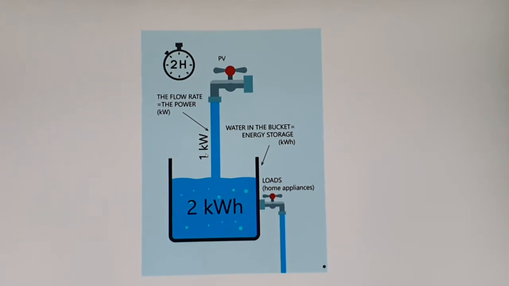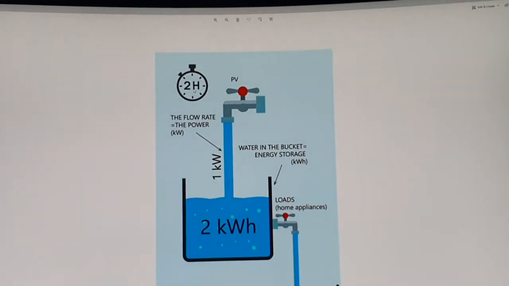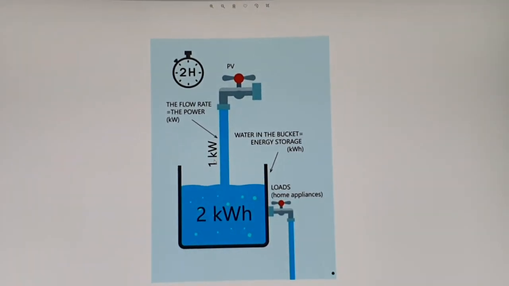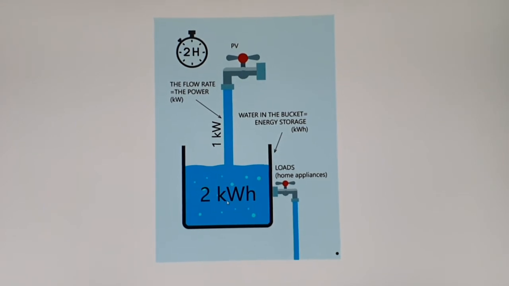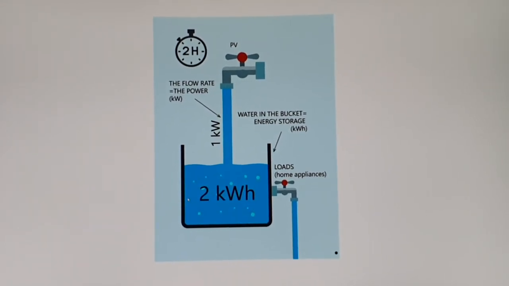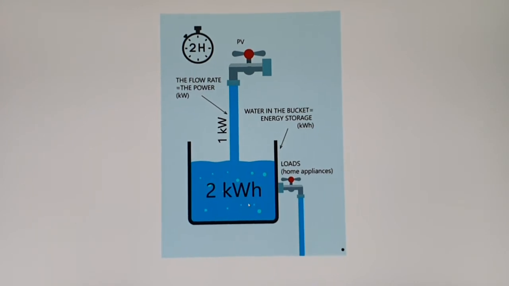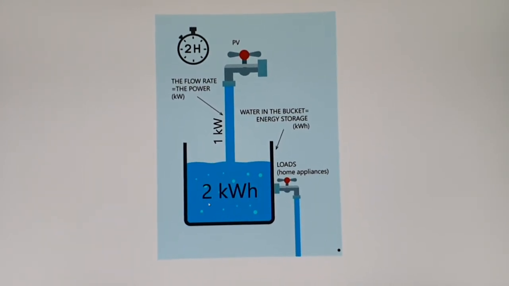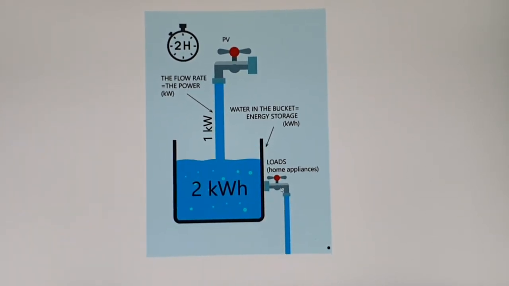That's why it's used. So in this example we have 1 kilowatt over 2 hours, so that equals 2 kilowatt hours. That is now stored here for future use. And then in the battery it can be distributed further into the loads.